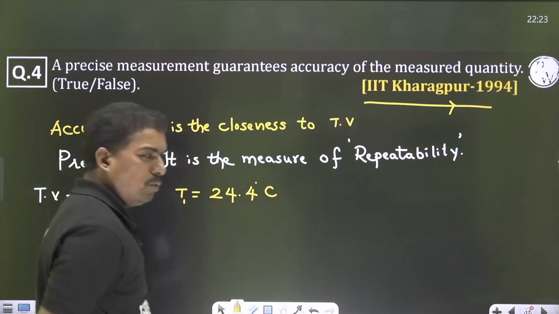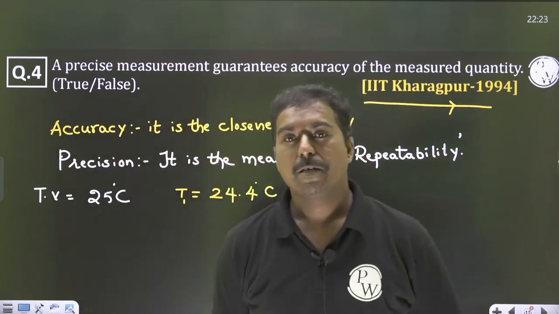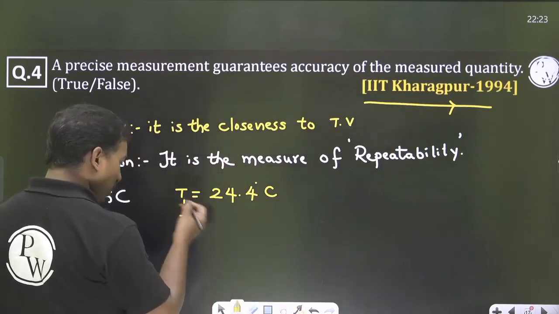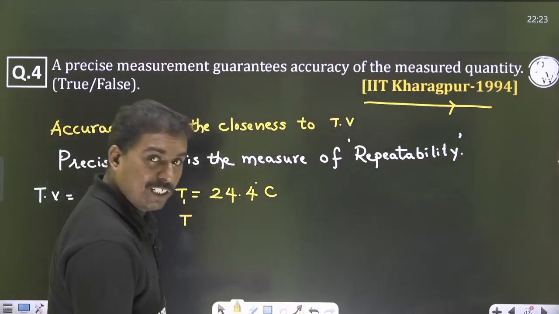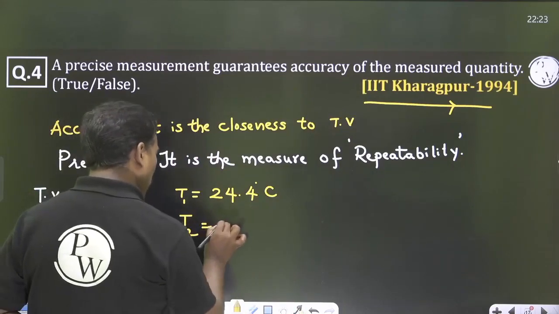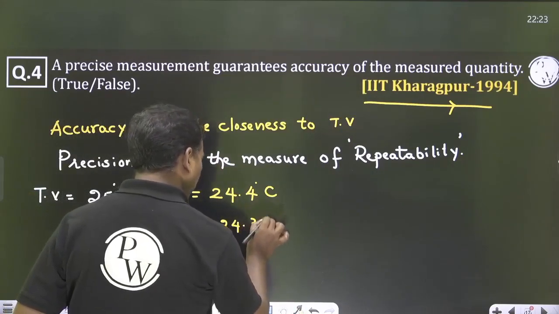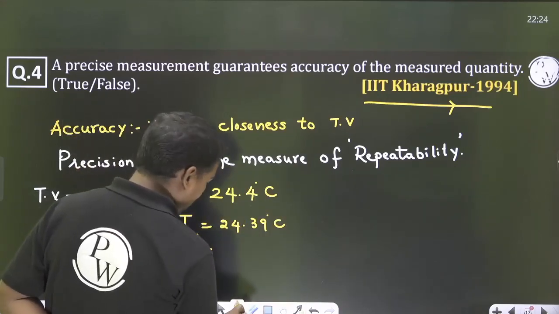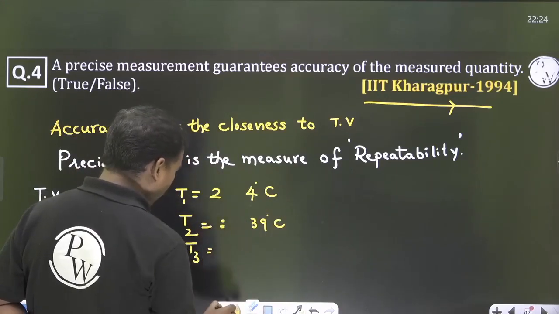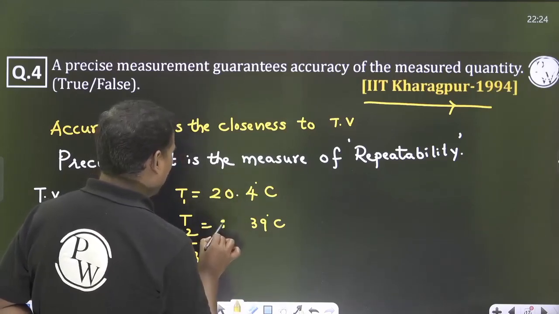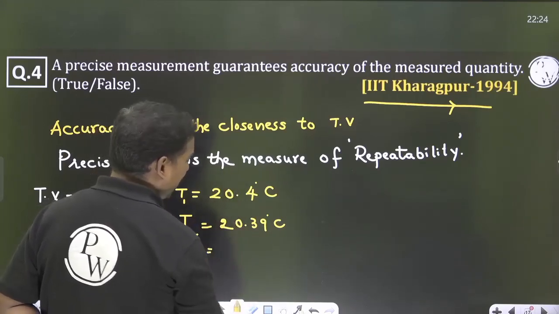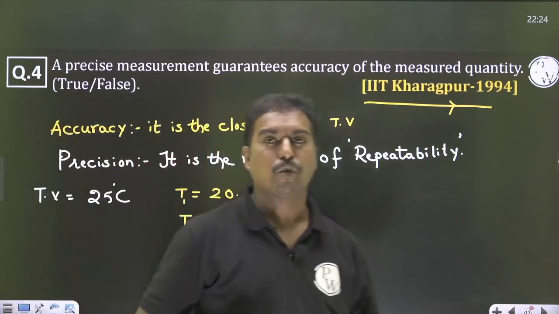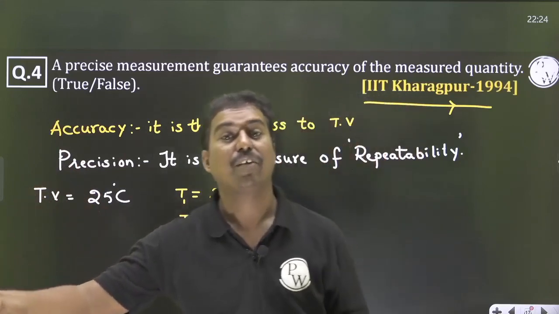Is it the true value? No, it is a measurement value. It is 0.6 degrees Celsius away. The next reading, when another student reads the thermometer, shows 24.39. And this is very close now. I will take readings like 20.4. Very not accurate, right? It's not accurate because it's very far. 20.4 means almost 5 degrees Celsius away from the true value.